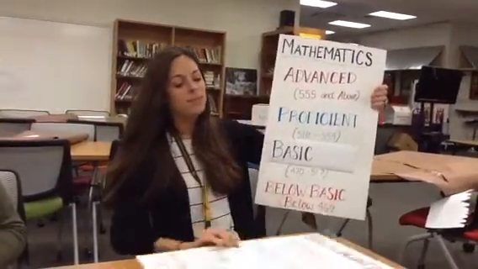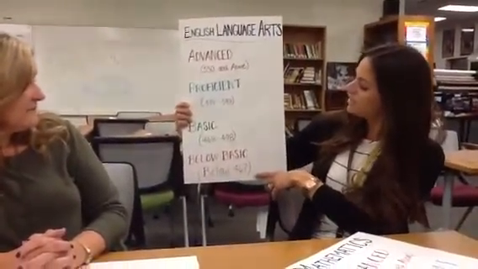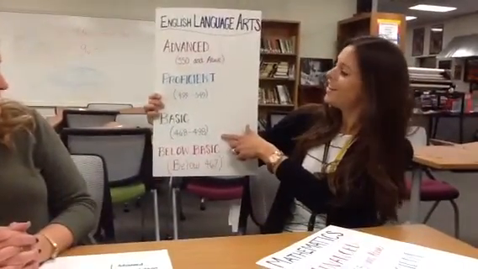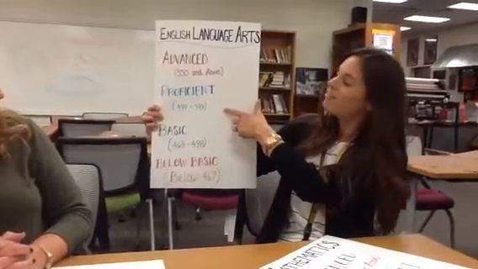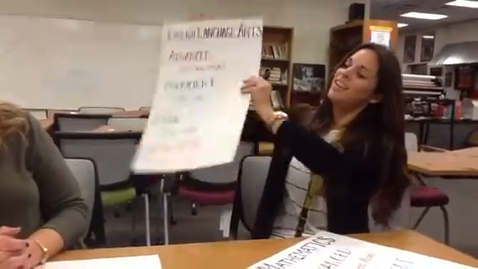And then it's a little bit different over here for ELA. Your below basic here would be 467 and below. Your basic is going to be 468 to 498. Proficient, 499 to 549, and advanced, anything above 550.